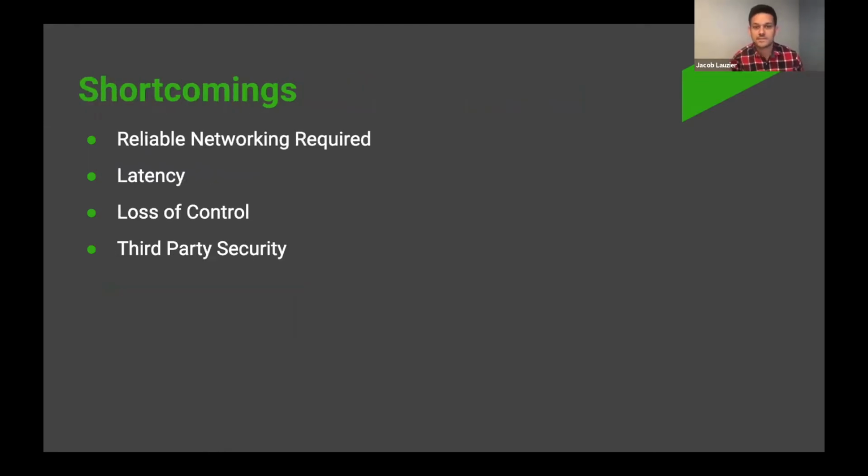Now, some of the shortcomings come inherent with just being on the internet. Reliable network required. If you don't have an internet connection, you aren't going to be able to communicate with the cloud. And just by the nature of physics and having to send the data from some distance, you're going to have some latency. So there's certain applications that you might not be able to accommodate with a cloud-only solution. Two other things that are more about trust involve loss of control. If a server goes down, you don't have the ability to walk into your server closet and replace it. And you also have to trust third-party security. You have to understand that companies like Machine Metrics are taking on that role for you.